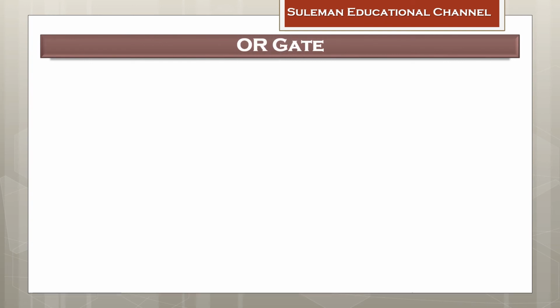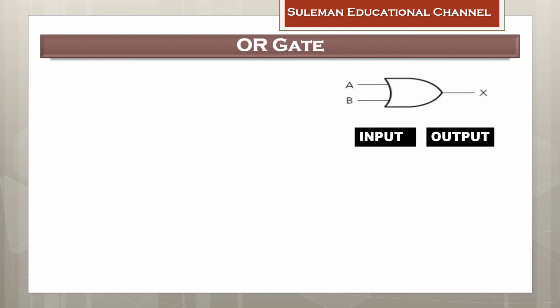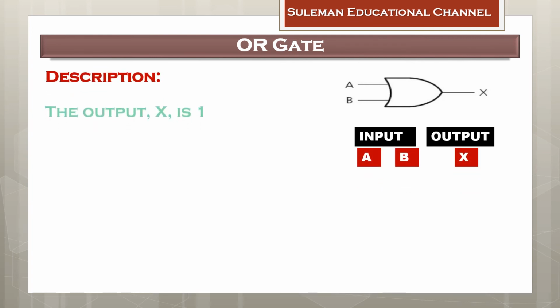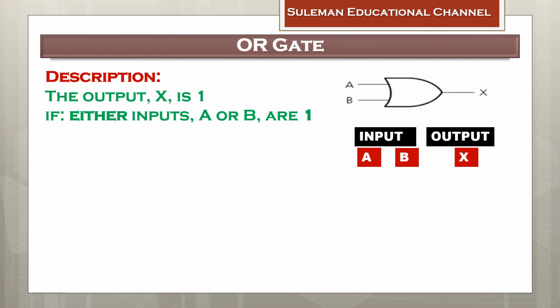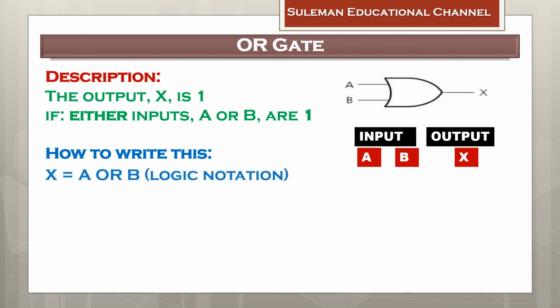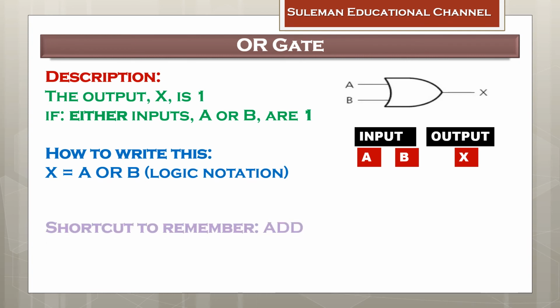Now we will discuss about OR gate. In OR gate, there are two inputs A and B and one output X. The output value of X is 1 when either input A or input B is 1. We generally write this as X equal to A or B. The shortcut to remember is add.